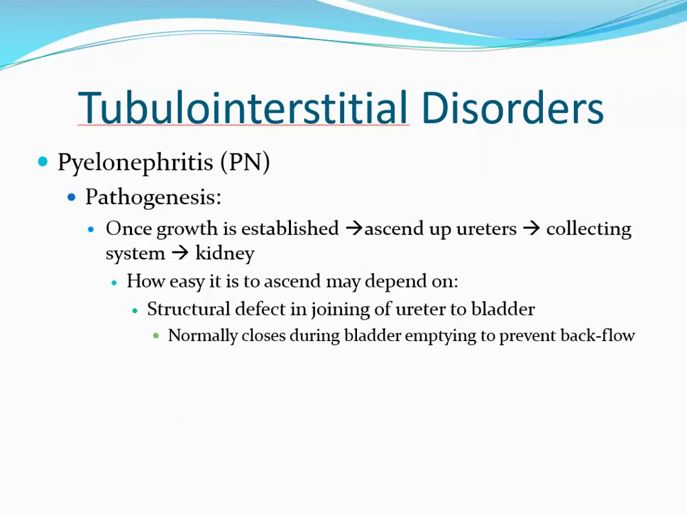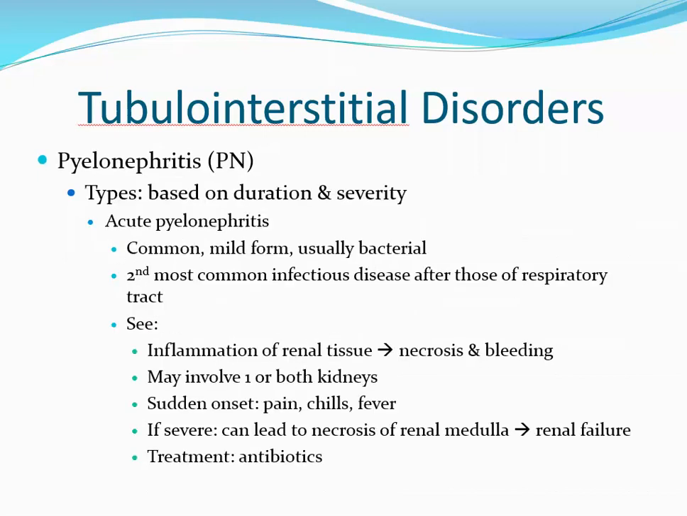Once bacterial growth is established, these organisms can ascend up the ureters, into the collecting system, and ultimately into the kidney. How easy it is for them to ascend may also depend on a structural defect in the joining of the ureter to the bladder. There is a small flap of tissue that covers the junction between these two structures. Normally, this flap closes over the opening during bladder emptying so that the urine cannot backflow. If this junction is defective, now urine can back up and eventually get into the kidney.